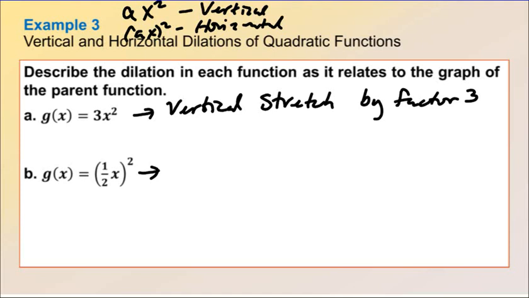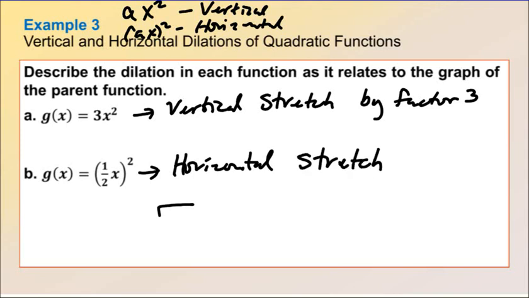This one, it's in the parentheses, so it's attached to the x. So this is horizontal. The absolute value is less than 1 but greater than 0, so this would go up 1 over 2. So this is a horizontal stretch, and by a factor of 1/2.